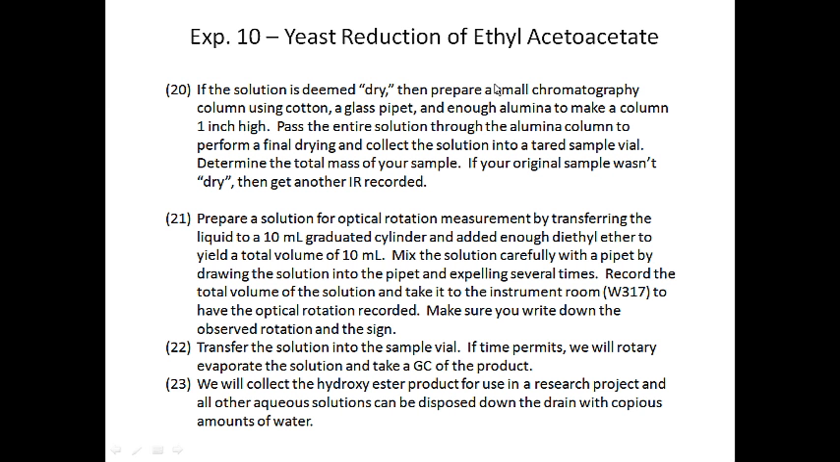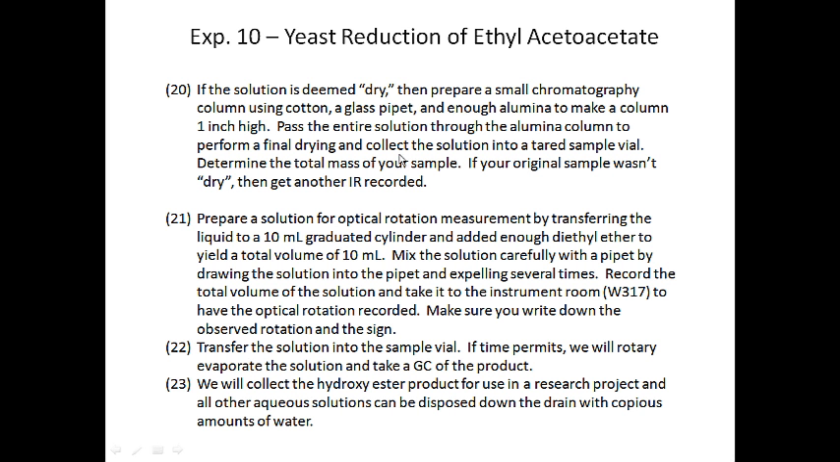Once that final drying occurs, you're going to collect the solution in a tared sample vial. That'll give you the mass of your sample. And if your original sample wasn't necessarily dry, then you might want to get another mass recorded at this point. Once we've dried that solution, we're ready to take an optical rotation measurement to show that we do have a majority of one of the enantiomers, namely the S+, in our solution.